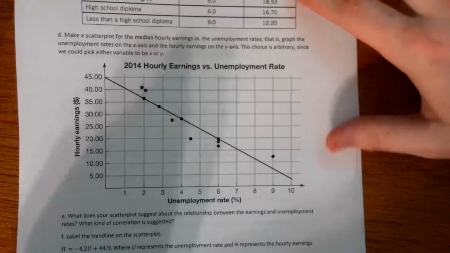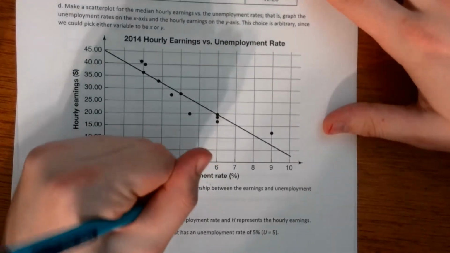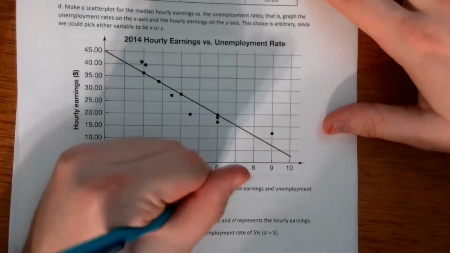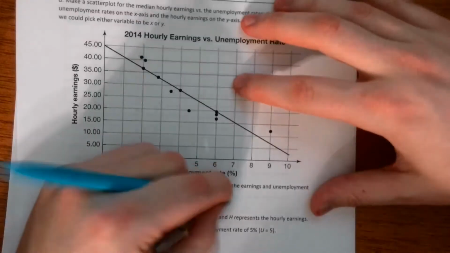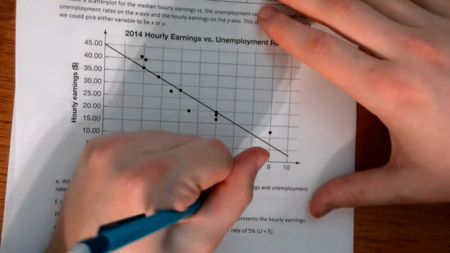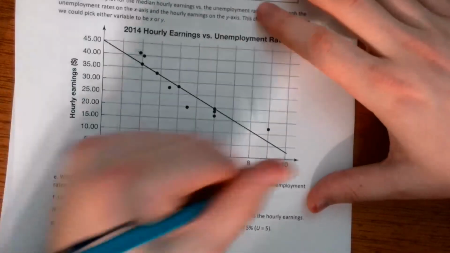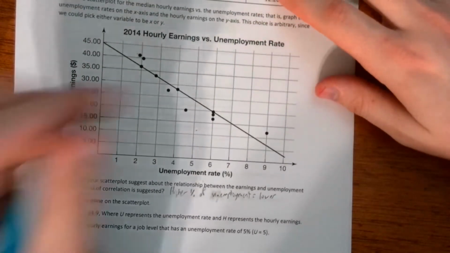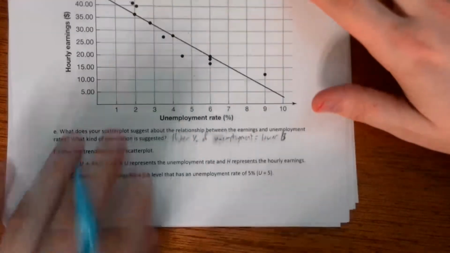Okay? So it looks like the relationship is the higher percent of unemployment equals a lower hourly earnings. So I'm just going to put a $ sign. So the lower amount of money that you make.